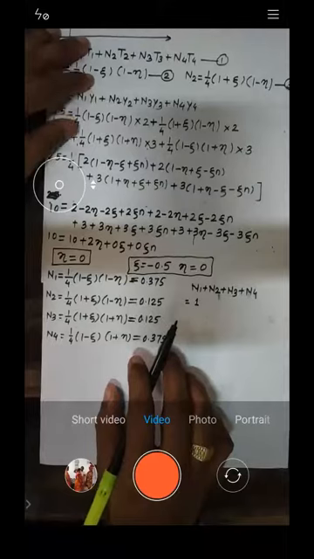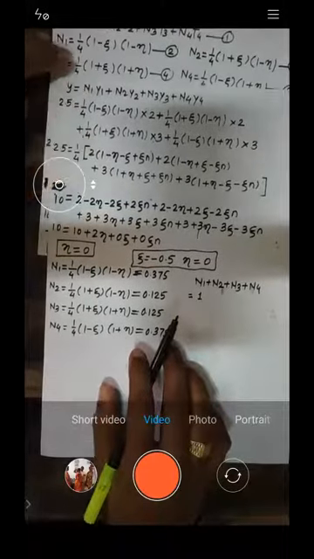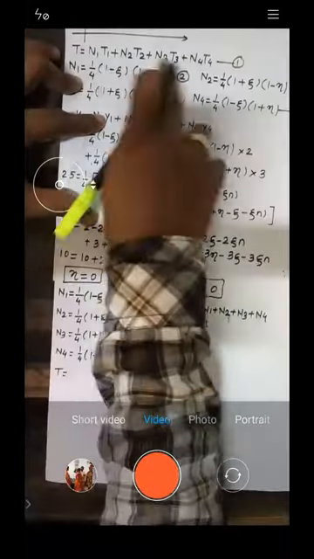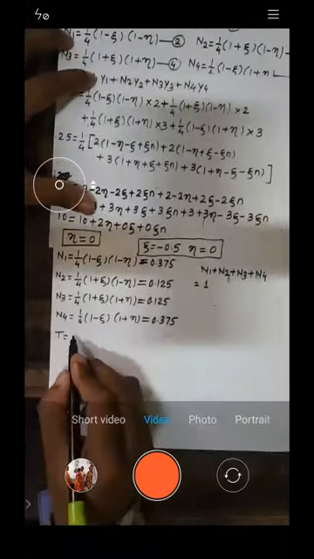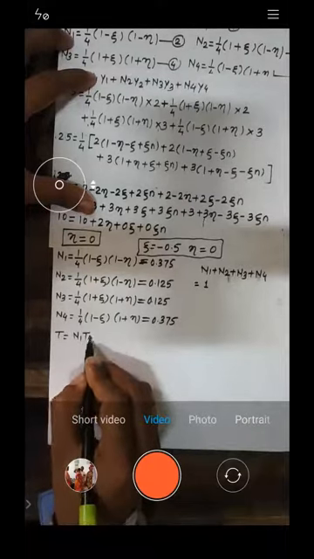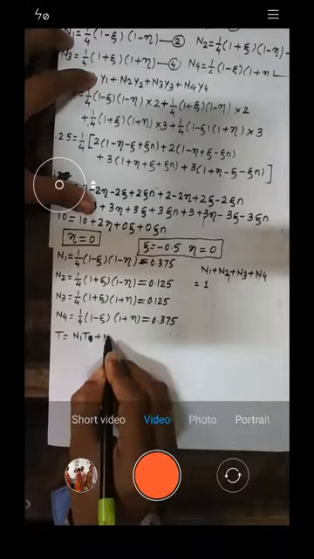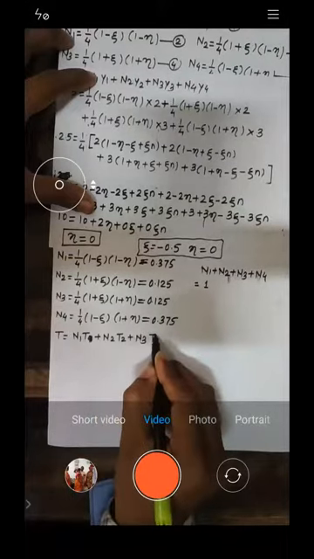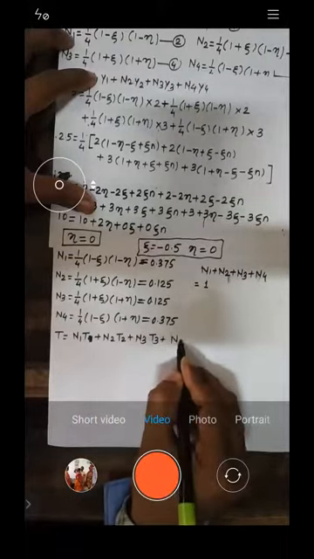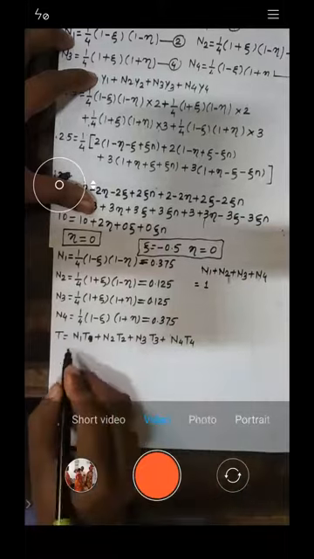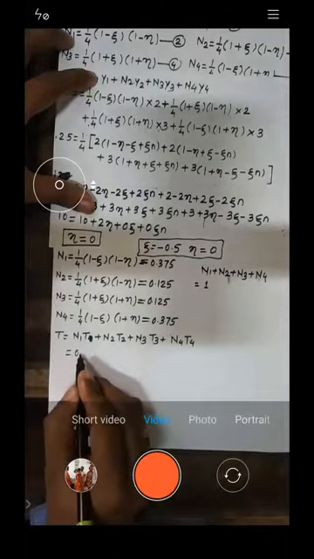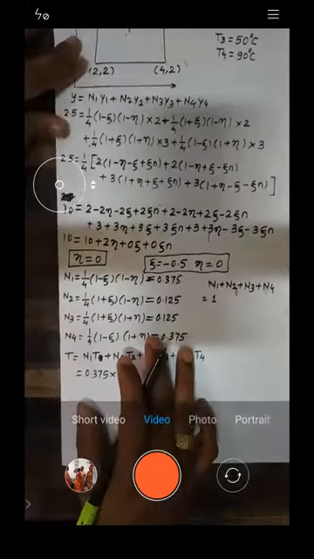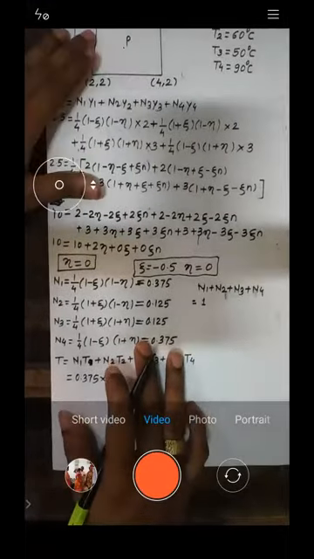Right? Now we need to calculate temperature, right? How do we calculate temperature? Temperature is equal to, see, this is the only formula which is written, right? So it is equal to N1 T1 plus N2 T2 plus N3 T3 plus N4 T4. Now I have the value of N1 as 0.375. And what temperature is given at point number 1? It's 100.